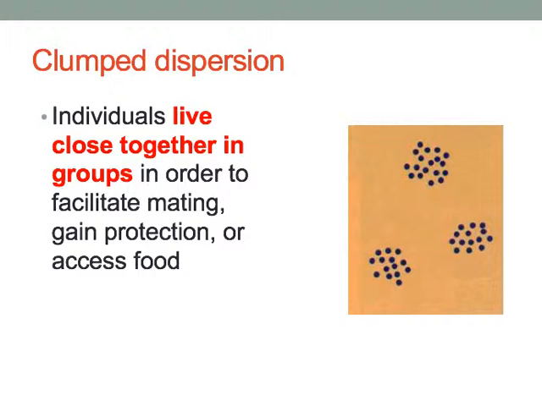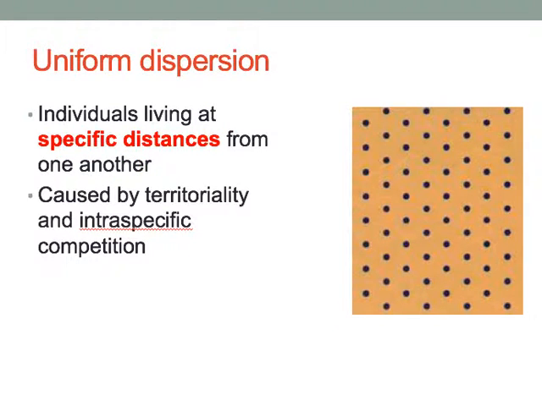What else? We can think of, say, grazing species. So maybe buffalo or deer. A lot of the grassland herbivores are going to be in clumped dispersions because it helps their species survive from predators. So these are individuals that are going to live close together in groups. It also helps with mating and access to food.